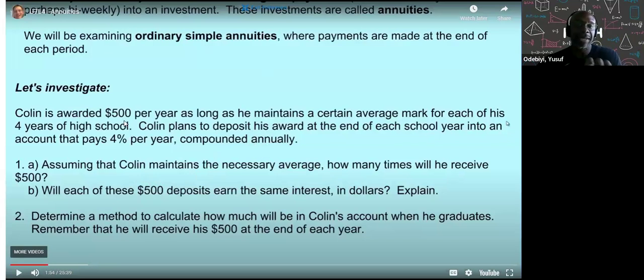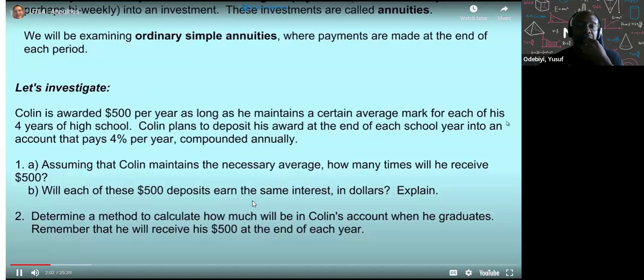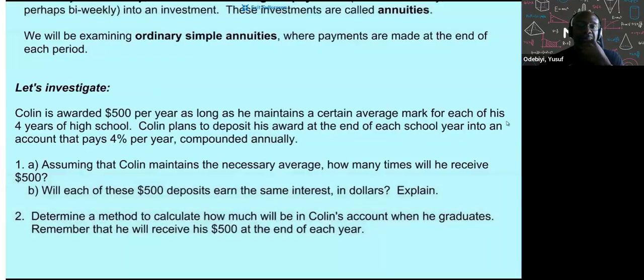Because if he maintains that average all the way through, after year 1 it's $500, after year 2 $500, after year 3 $500, after year 4 $500. So that's how many times he should receive $500: 4 times. We're going to see if we can explain the answers to those. After that, we're going to try to determine a method to calculate how much will be in Colin's account when he graduates. Just remember that he will receive another $500 at the end of each year.